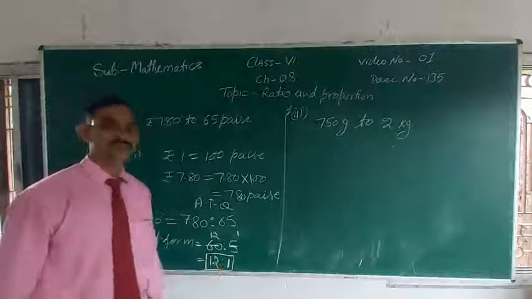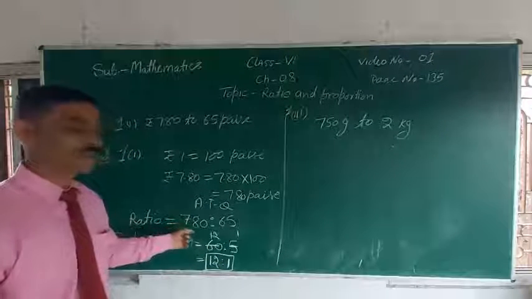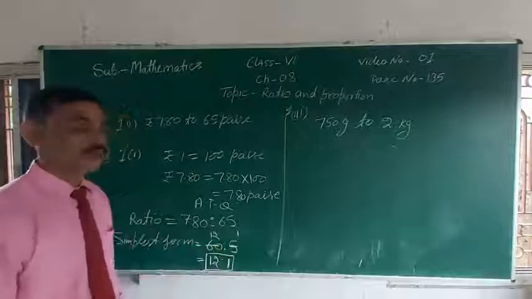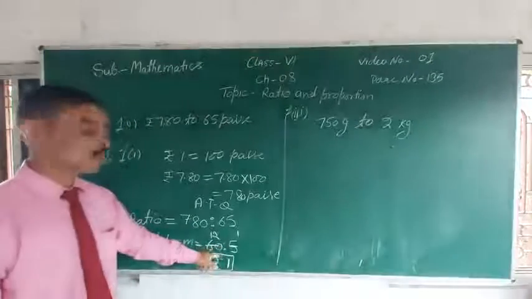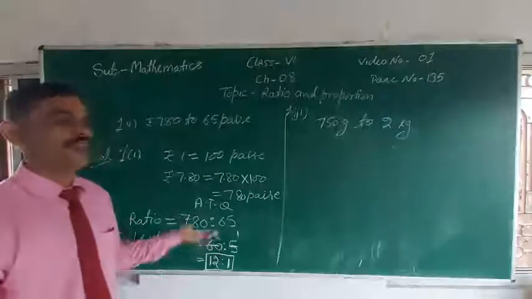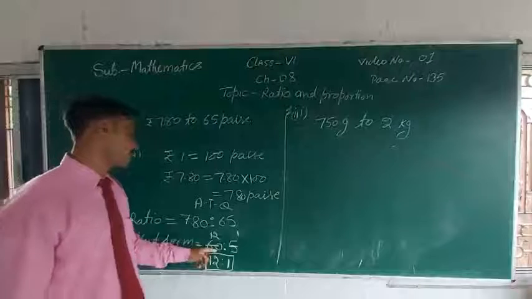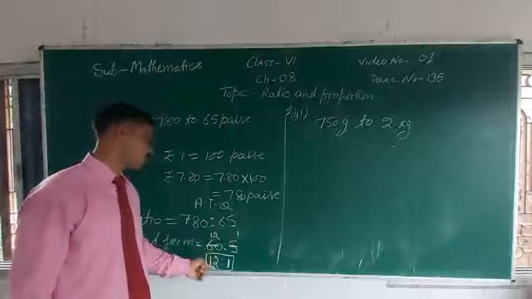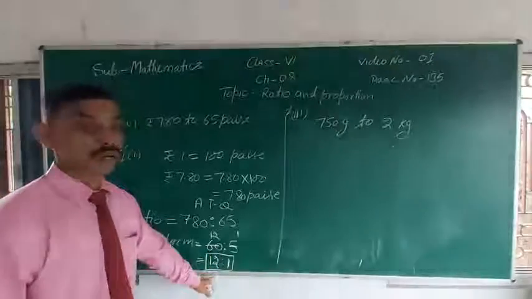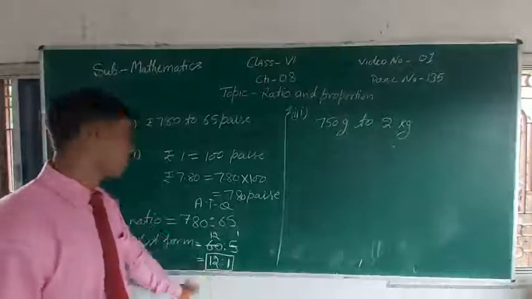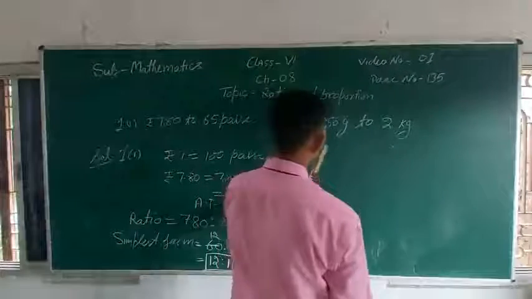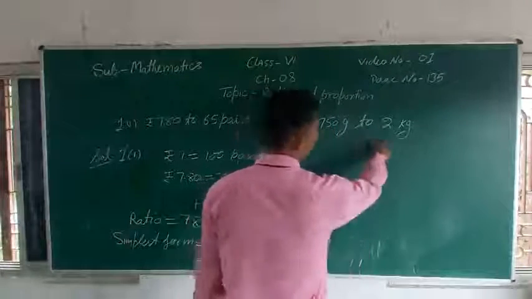So the simplest form of rupees 7.80 to 65 paisa is 12:1. We start by dividing by 13, we get 60 and 5. But here we observe that the HCF of 60 and 5 is not 1, so we further divide by 5, getting 12 and 1. Now the ratio is 12:1 and the HCF is only 1, so it is the simplest form. Clear?